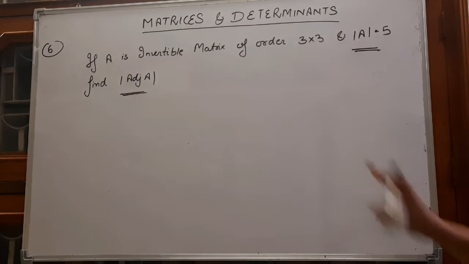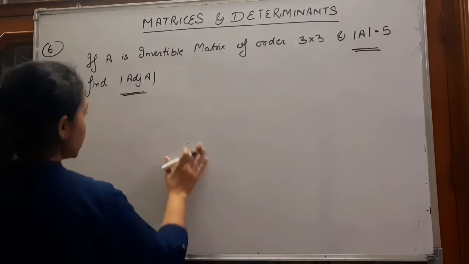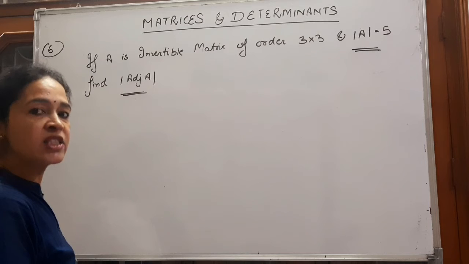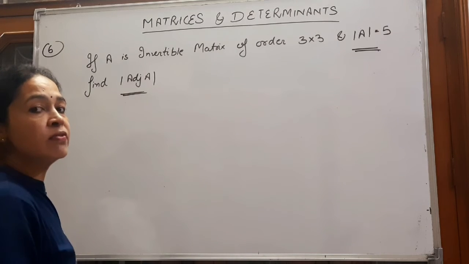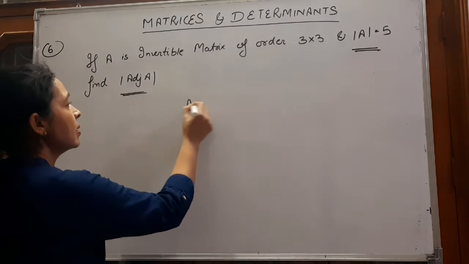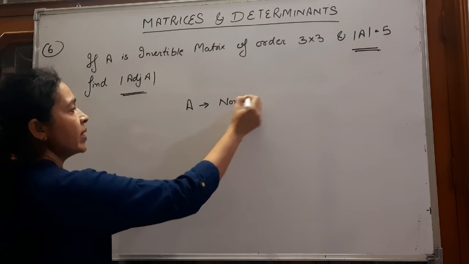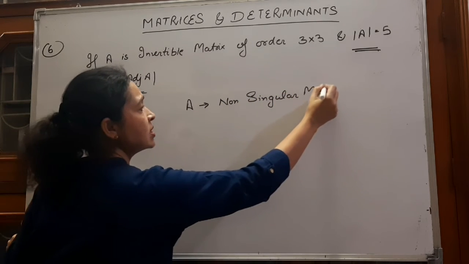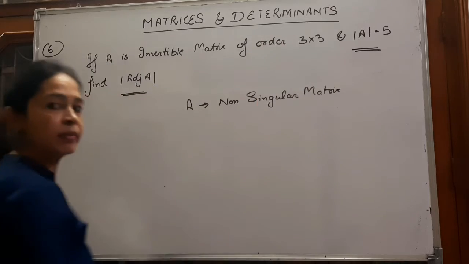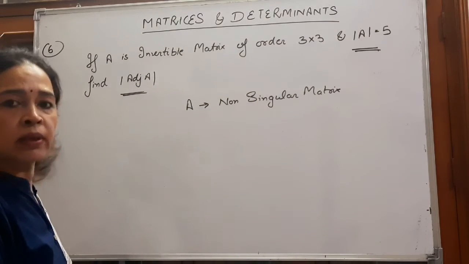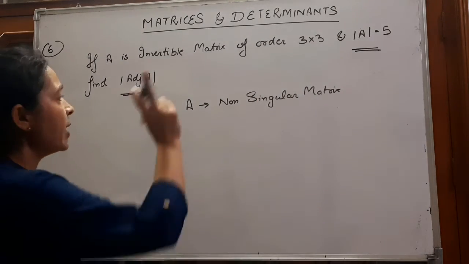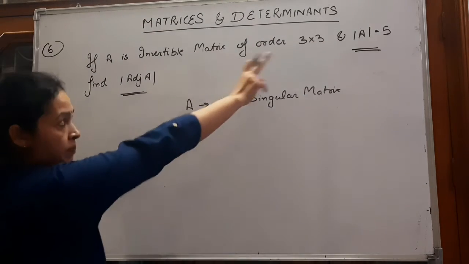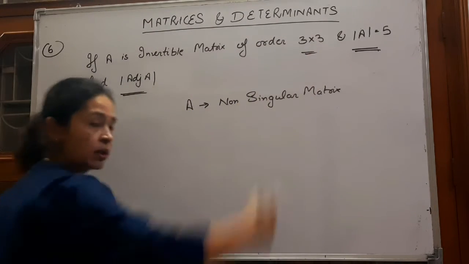If A is an invertible matrix of order 3 by 3, invertible matrix means inverse of matrix A is possible. And when is inverse possible? If A is a non-singular matrix. And what is a non-singular matrix? The determinant of A will not be equal to 0. Now, we have A as a non-singular square matrix, 3 by 3 is the order.